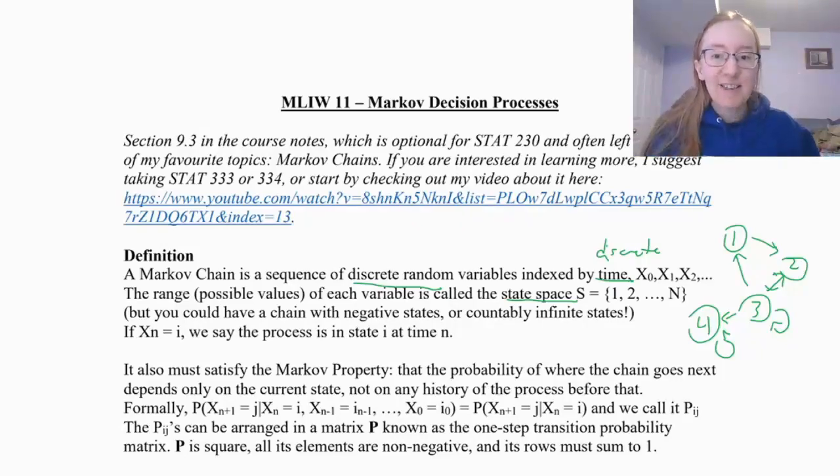The third condition is called the Markov property, and I can see where that name comes from.